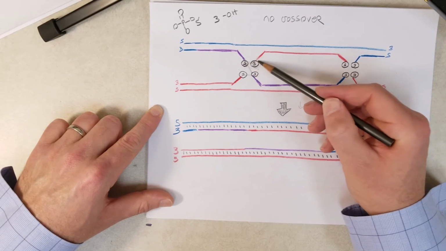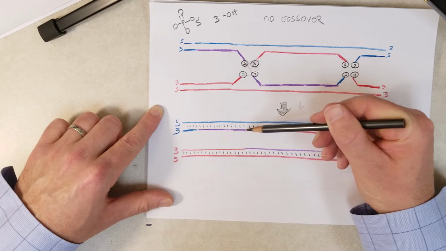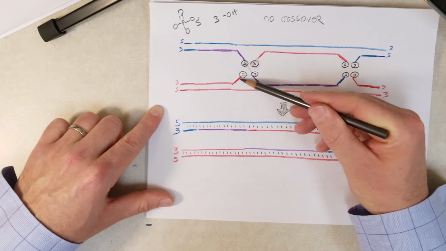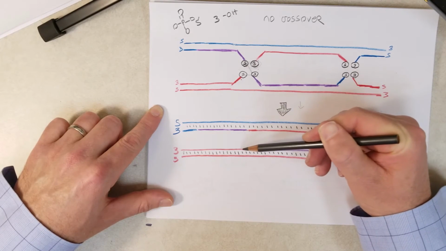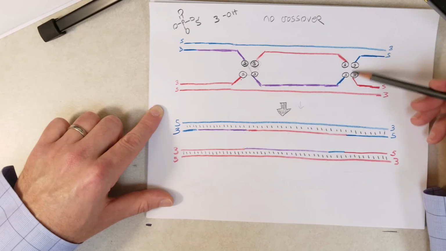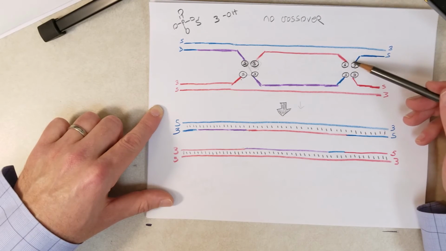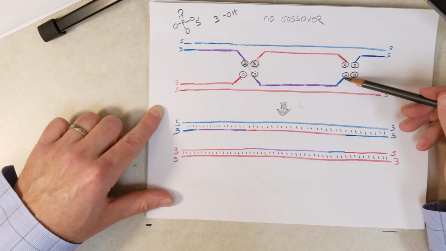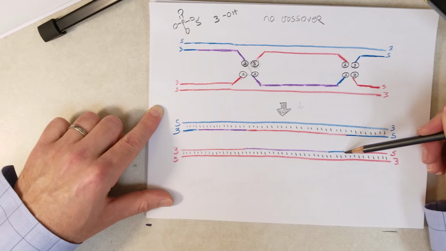So this right here now looks like this. See this purple and this red here? We have it linked together down here. And this red and this purple, it's now linked together right here. Same thing happens over here. So this red is now linked to this blue, and that blue is now linked to that red.